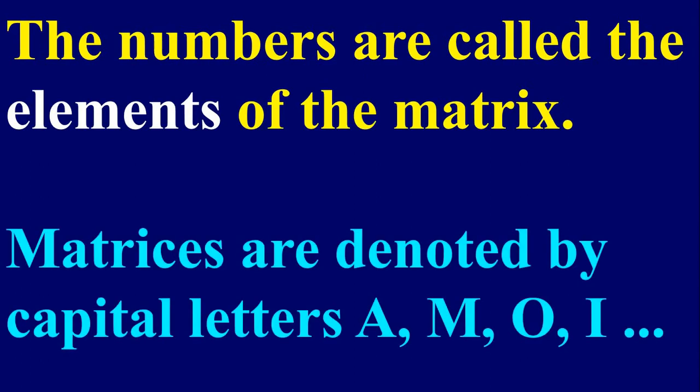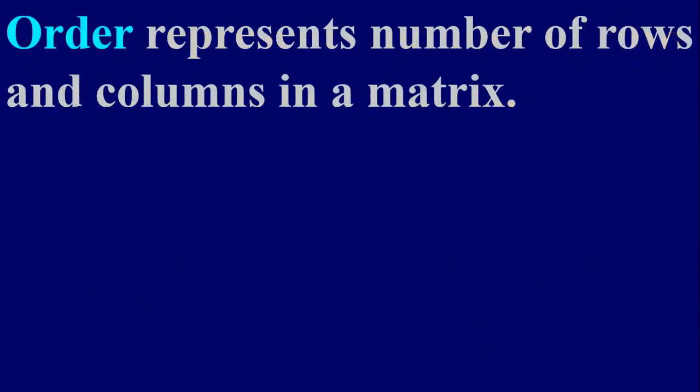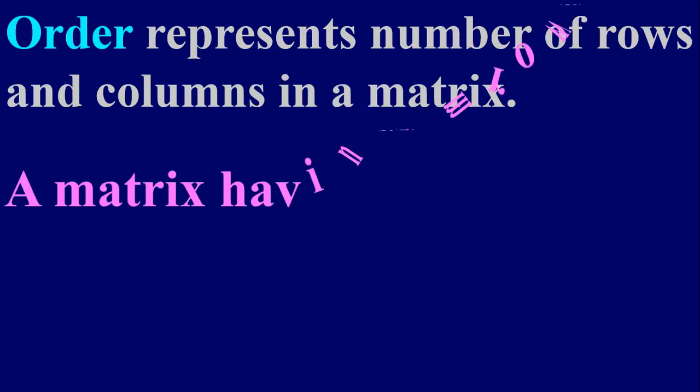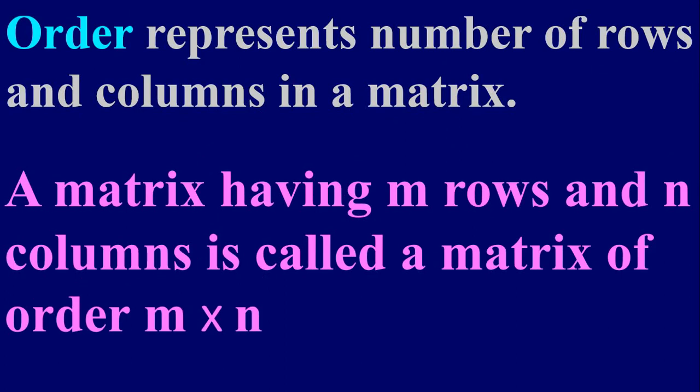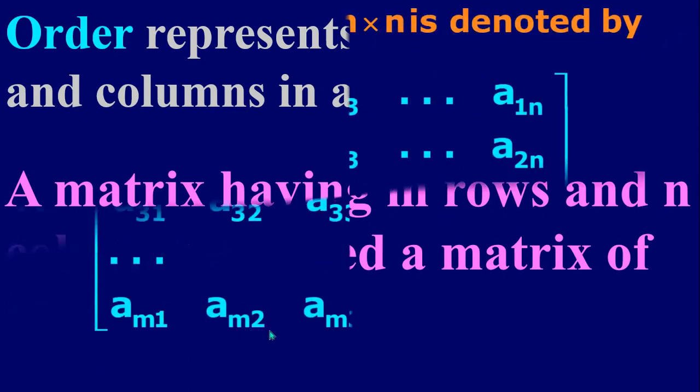Matrices are denoted by capital letters A, M, O, I. To denote a matrix, normally we use capital letters. Order represents the number of rows and columns in a matrix. A matrix having m rows and n columns is called a matrix of order m by n.